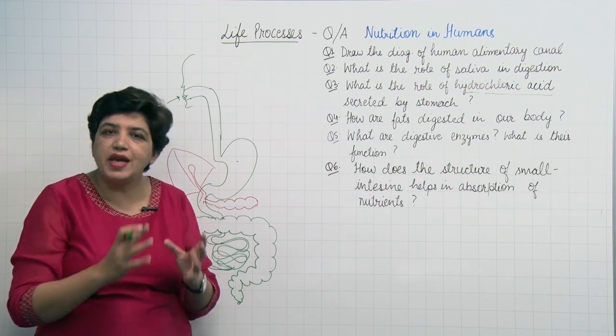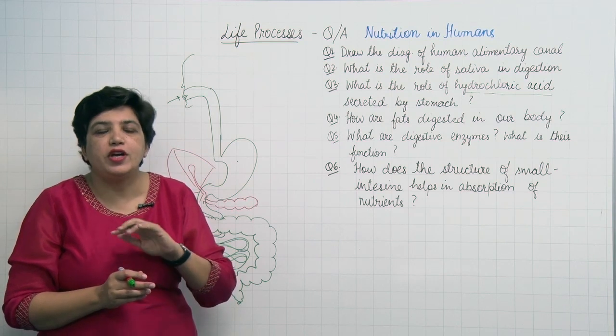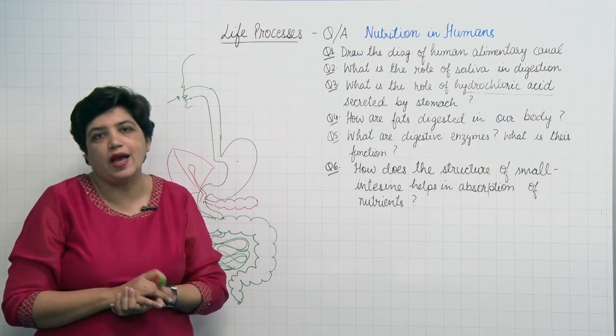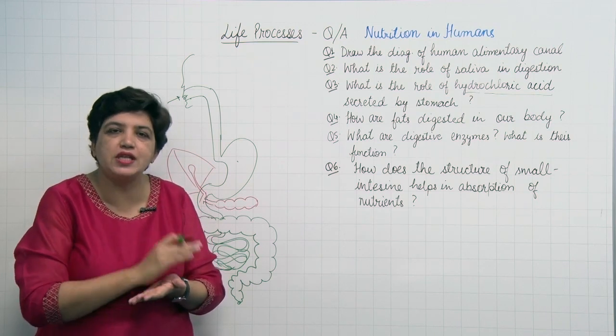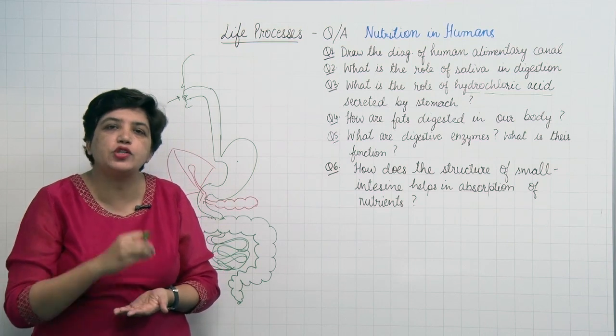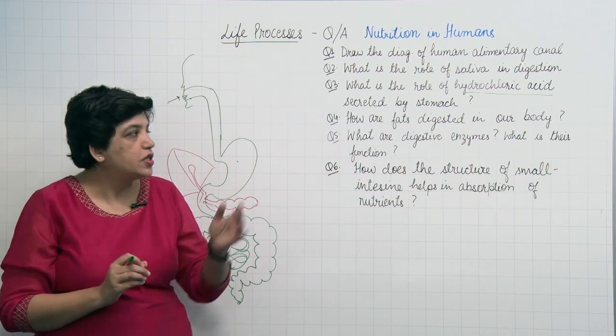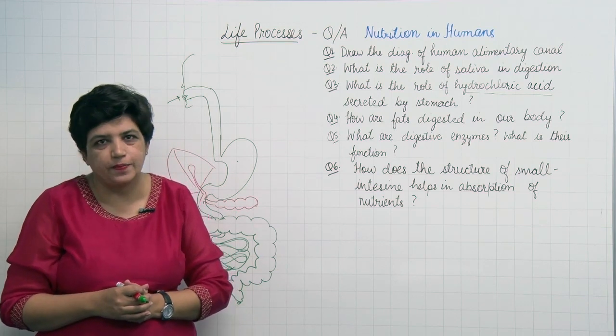Thirdly, it makes the food acidic, and the enzyme pepsin becomes active only in the acidic medium. The enzyme pepsin, which breaks down the proteins into simple compounds, amino acids and peptones, can act only in the acidic medium. So this acidic medium is provided by the hydrochloric acid.